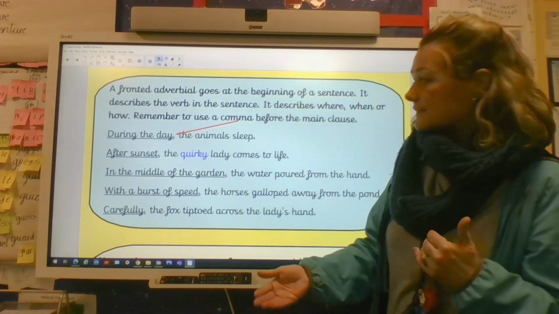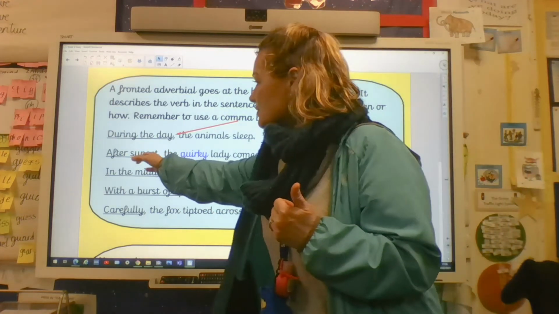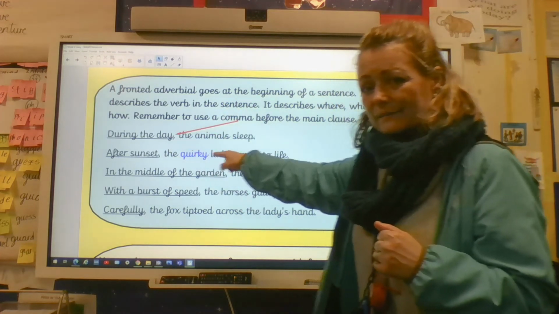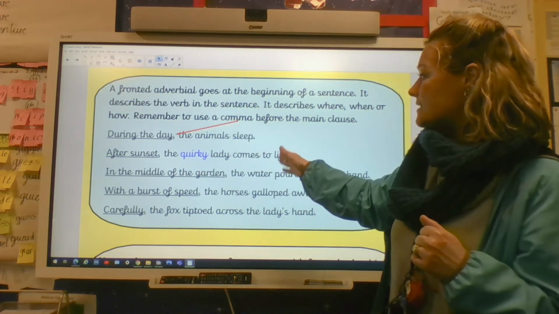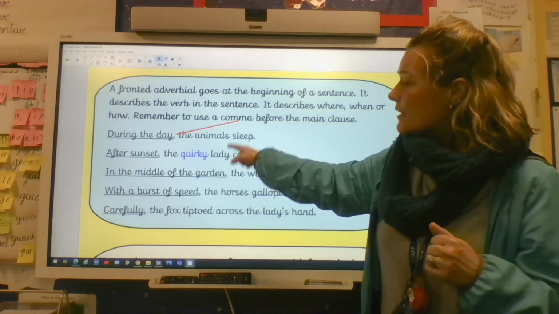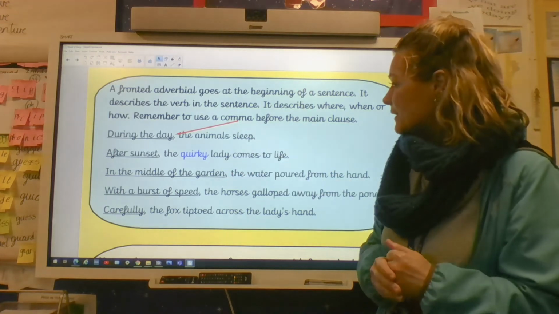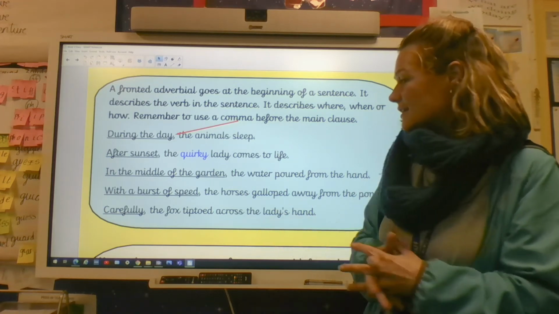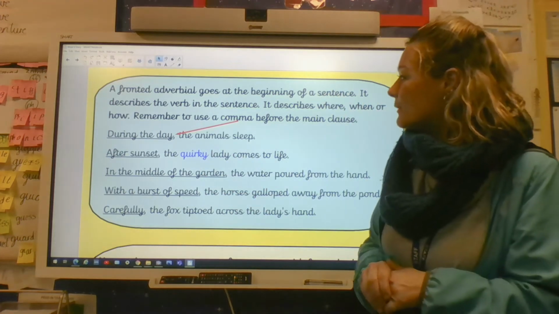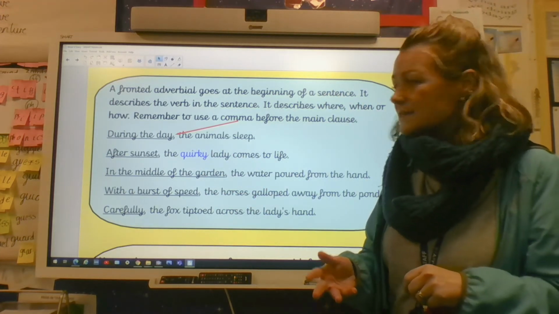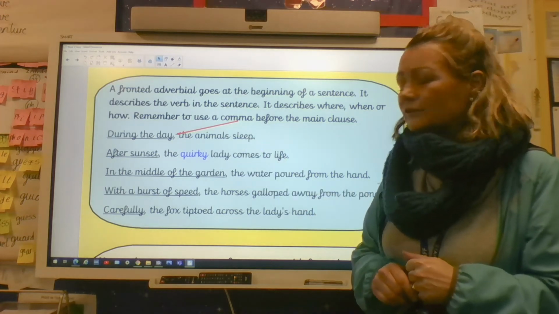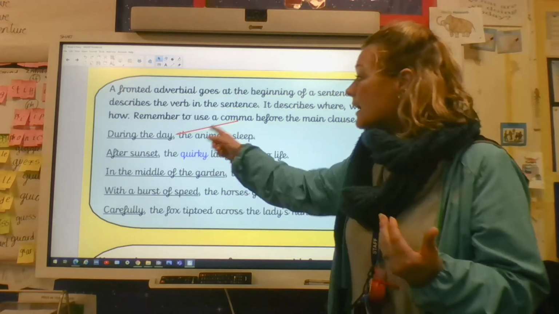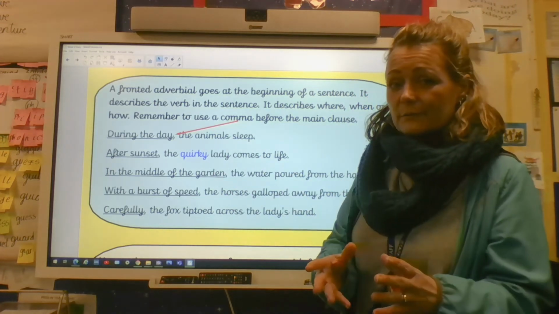So after sunset. I've underlined it to show you that that is my fronted adverbial. I've put my comma afterwards because this next bit is my main clause. The quirky lady comes to life. I told you that I would be using the word quirky this week. That's our word of the week, meaning peculiar. The quirky lady comes to life. That's why it's in blue. It's word of the week. You might want to pause the video and do something similar and just verbally in your head use a different fronted adverbial and then the main clause. Do that now if you want to.